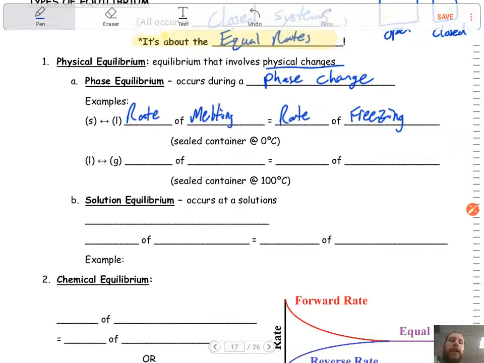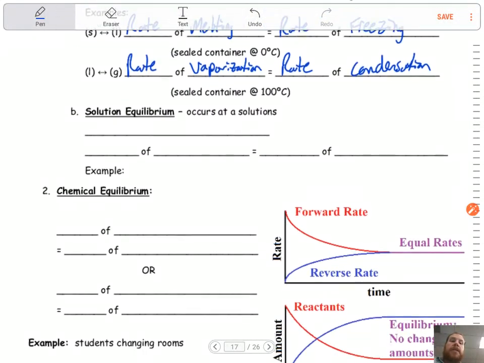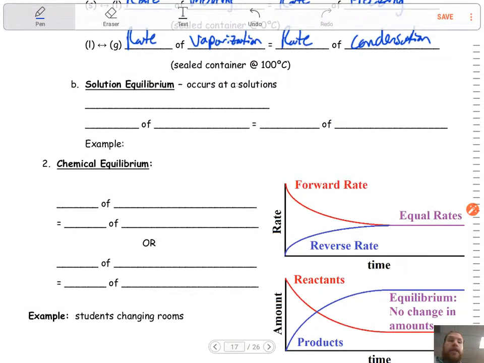Same likewise with liquid to gas, right? The rate of vaporization or boiling equals the rate of condensation. Again, sealed container at 100 degrees Celsius. So remember, phase equilibrium occurs during any phase change. Don't make it harder than it needs to be. Phase with phase.